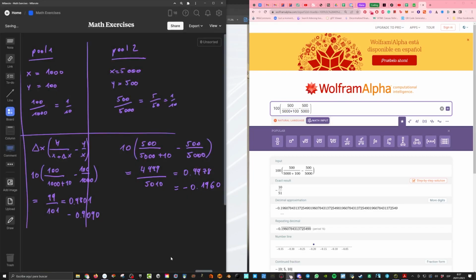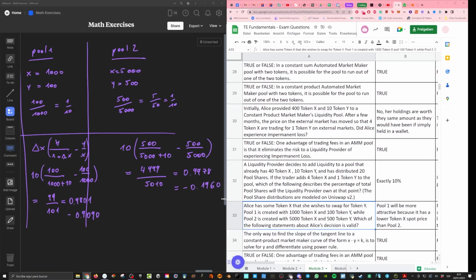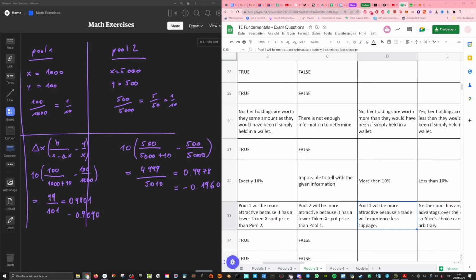Which 33 is it? Oh yeah, the 33rd question, the one about slippage and the 4 options that I gave. Yeah, the answer is pool 2 will be more attractive? Correct. But you were trying to prove it by actually finding the spot price and the slippage.